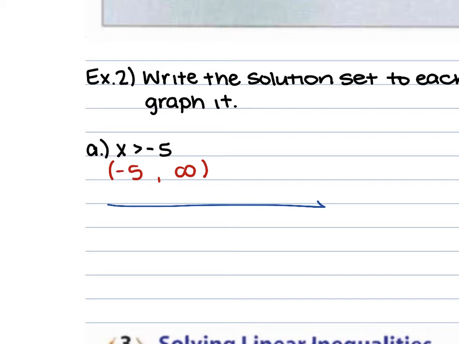So on your number line, you would find that -5. Because you do not have a line underneath the inequality sign, it's going to get an open circle on the -5. And then because it's greater than -5 and it goes to infinity, you just draw your line to the right to represent the positive infinity.